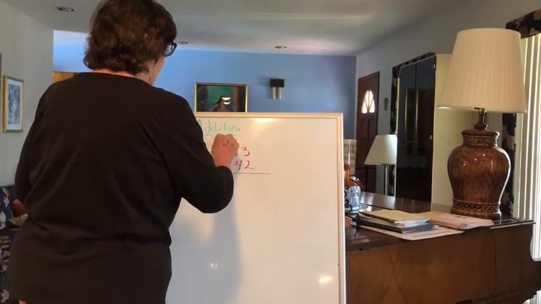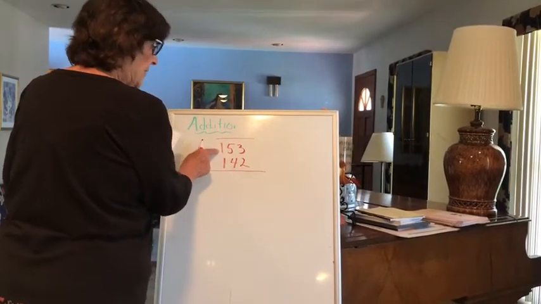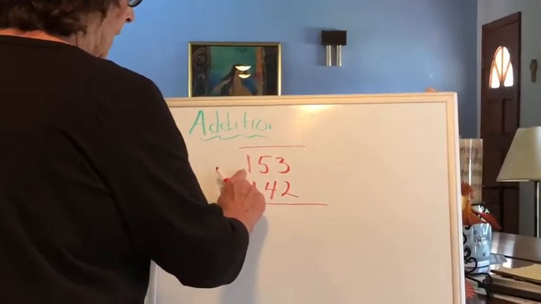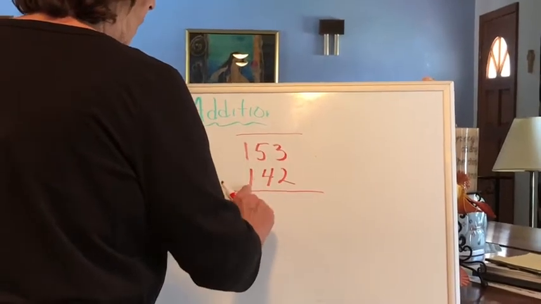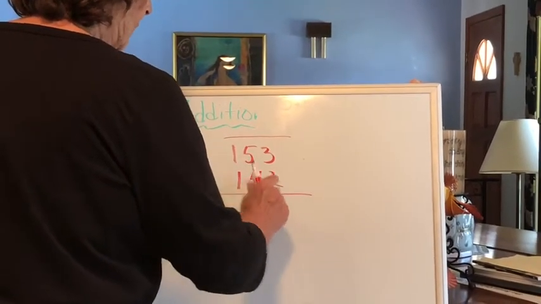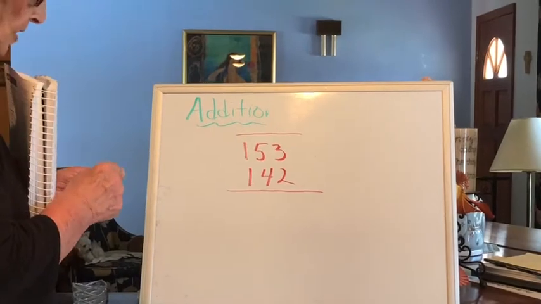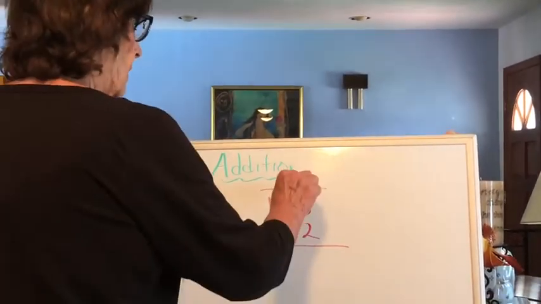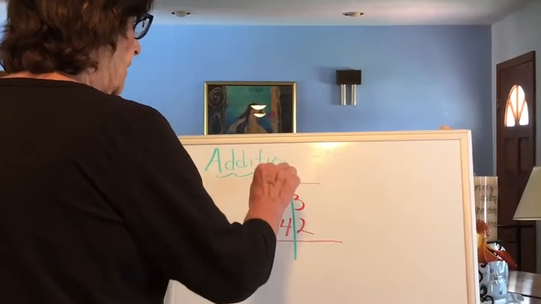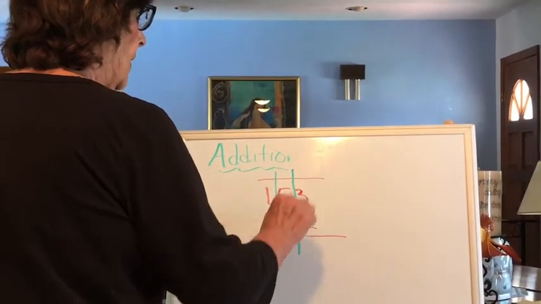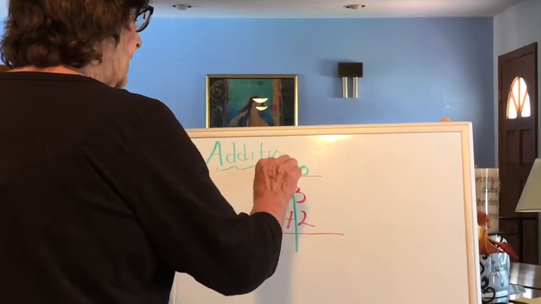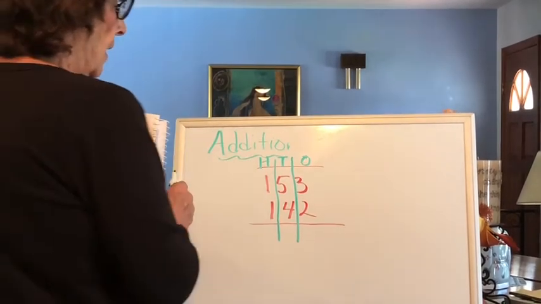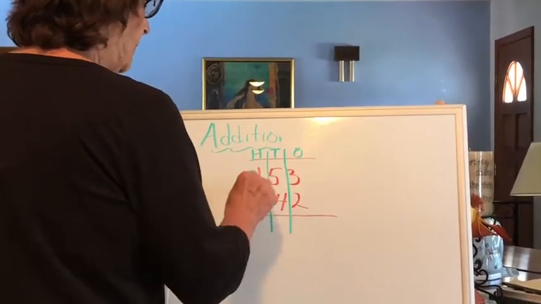All right, now, remember, we say the number from the extreme left, 153, 142. But when we add, we have to start with the ones column, okay? Just like we do when we added two numbers. This is 1, this is 10, this is hundreds. All right? 3 plus 2.